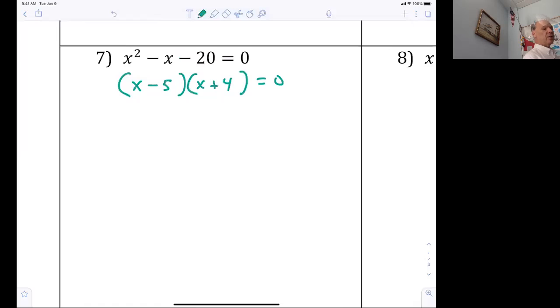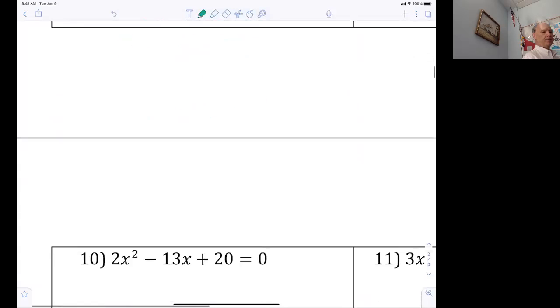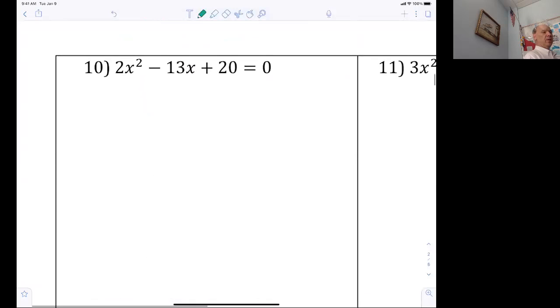All right, so now set the factors equal to 0. X minus 5 equals 0. X plus 4 equals 0. X equals 5, or X equals -4. And we're moving on. All right, check out number 9 now. I'm sorry, number 10. Is there a GCF here? No. All right, now we got a factor.